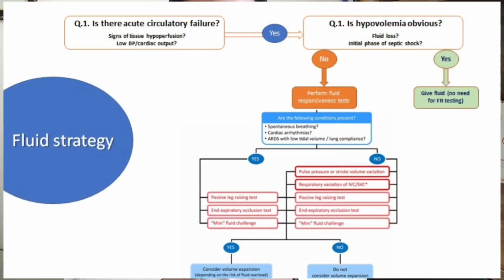How to use the concept of fluid responsiveness at bedside. Patients should be in acute circulatory failure with signs of hypoperfusion to initiate fluid administration. Now, if patient has obvious signs of hypovolemia such as ongoing blood loss, diabetic ketoacidosis, or severe diarrhea or initial stage of septic shock, there is no need of performing fluid responsiveness testing and start the fluid administration straight away. But in other cases, you may have to perform the fluid responsiveness testing.